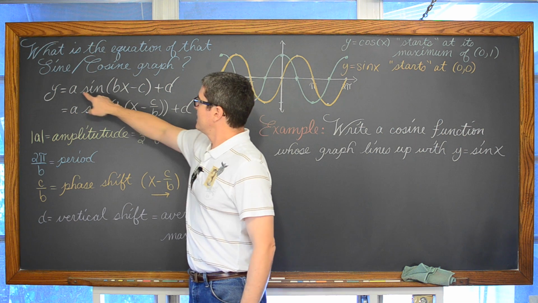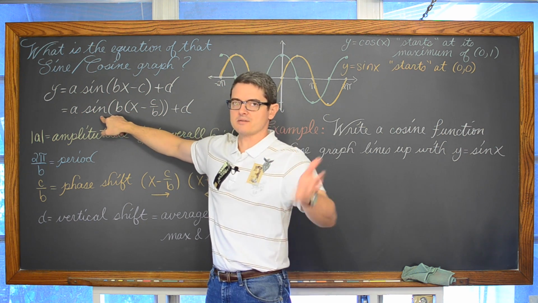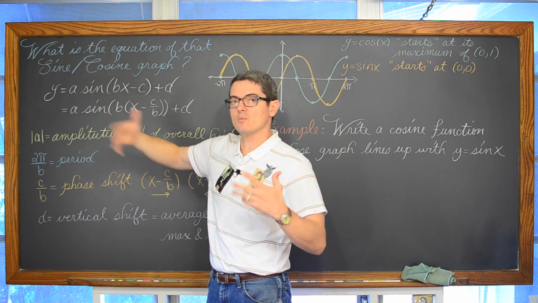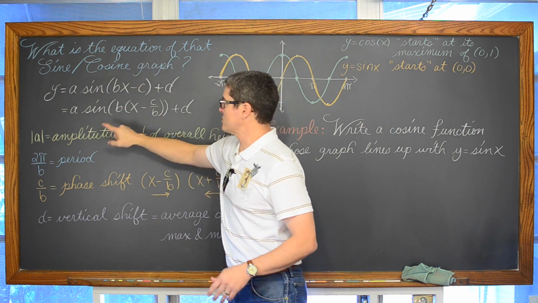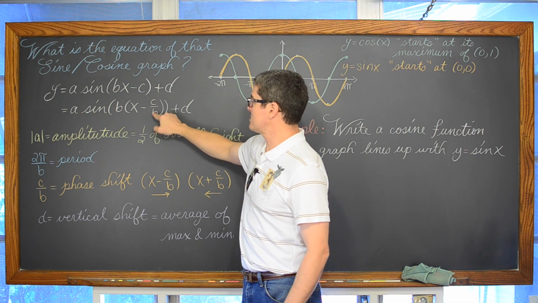And then we've got a sine of bx minus c, or a sine, and I'm just writing sine to have a trig function to write. This would be sine, cosine, tangent, cotangent, whatever your trig function here. B times parentheses x minus c over b.